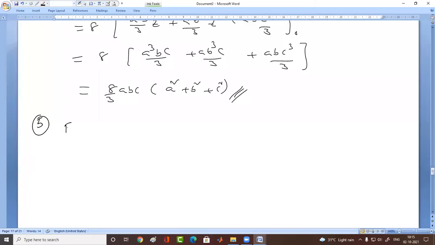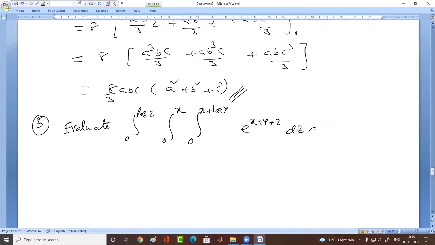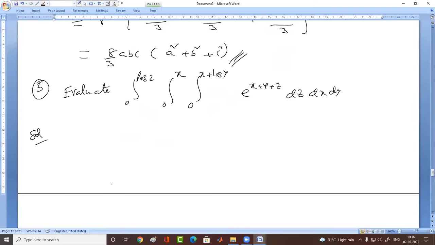Fifth question: integral 0 to log 2, integral 0 to x, integral 0 to x plus log y of e power x plus y plus z dz dx dy. In this problem, it is a very easy question, but it will take more time for simplification.